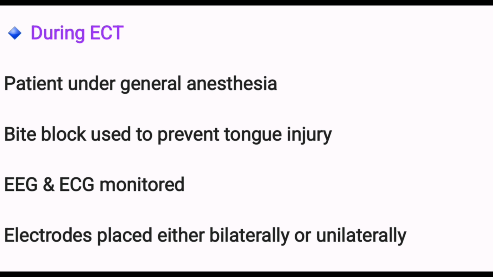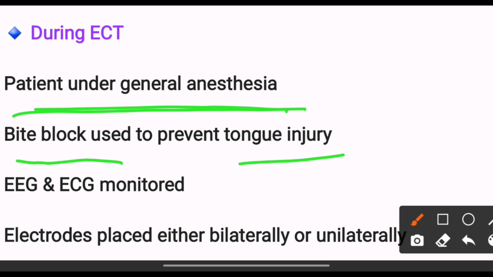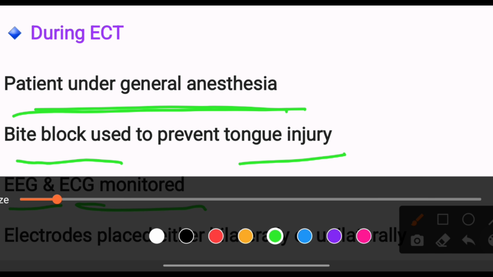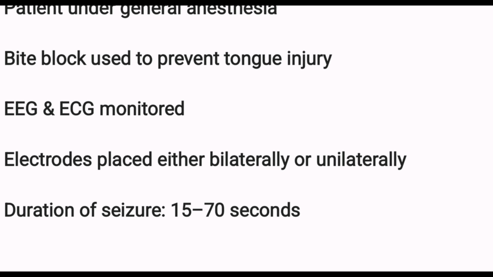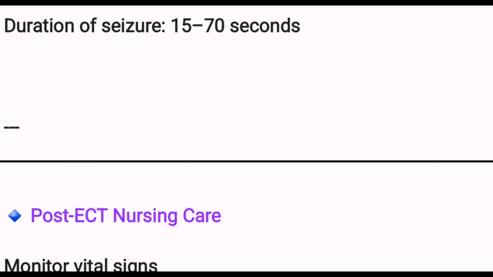During ECT, what are the things we have to do? The patient is under general anesthesia. When giving the ECT, the patient is always under general anesthesia. Then a bite block is used to prevent tongue injury. Then monitor the EEG and ECG. EEG means electroencephalography and ECG means electrocardiogram. Electrode pads are placed either bilateral or unilateral. Duration of seizure is 15 to 70 seconds.